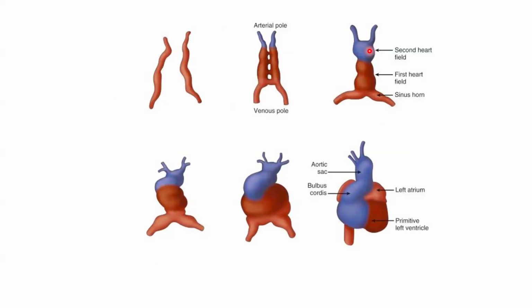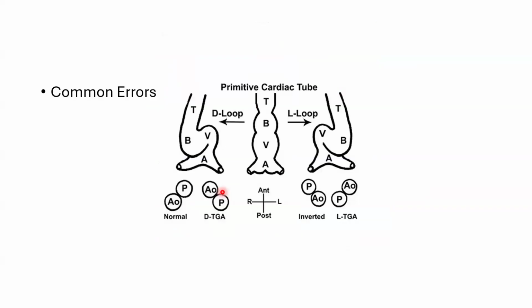To simplify it a bit more here, like I said, the first heart field forms the bulk of the heart. It starts looping, and the looping brings the more anteriorly positioned secondary heart field, which forms the truncus arteriosus, a bit more portions of the truncus and the bulbus, coming this way, and then you have the mid portion going more anteriorly. So what are the common errors that can occur with the loop?